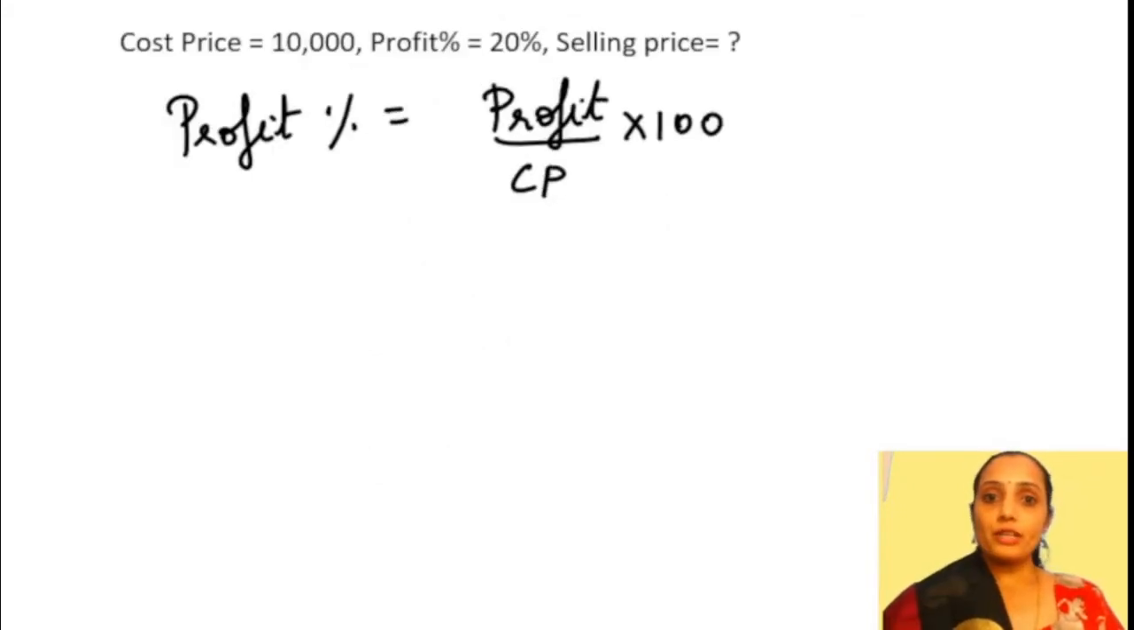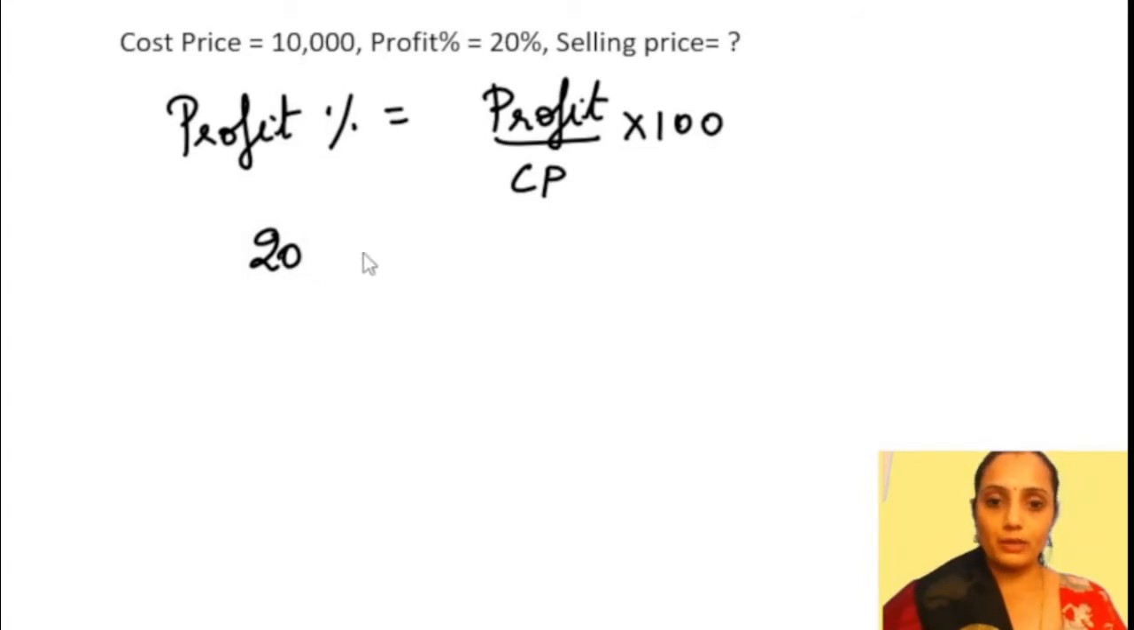Now we'll look at 4 different questions with 4 different levels of difficulty, so that any question posed to you will be very easy to solve. Now first question, the cost price is given, it's 10,000 rupees. Profit is given, but the selling price has to be calculated. So profit percentage is given to us as 20%.